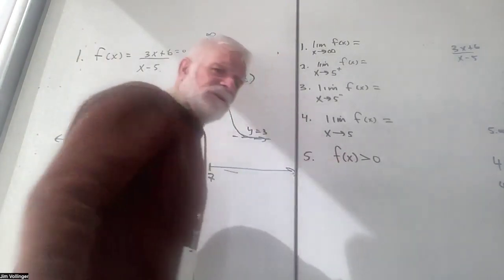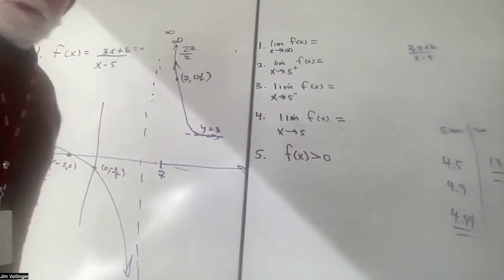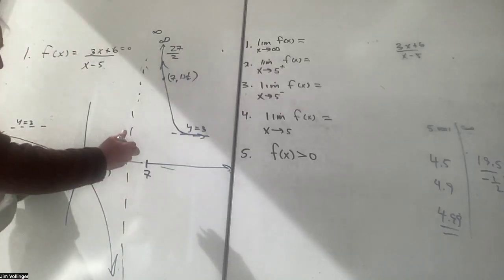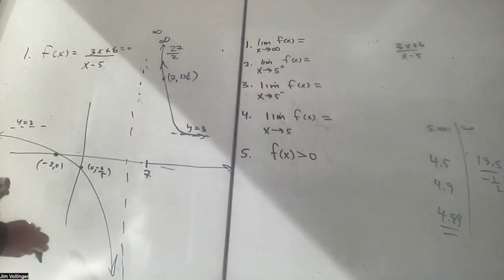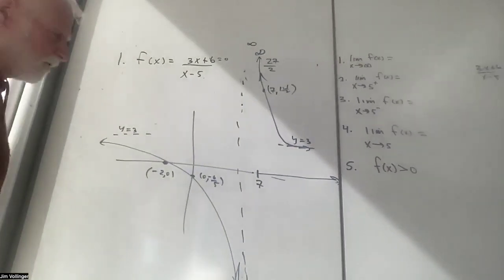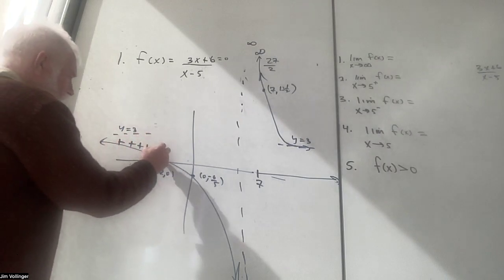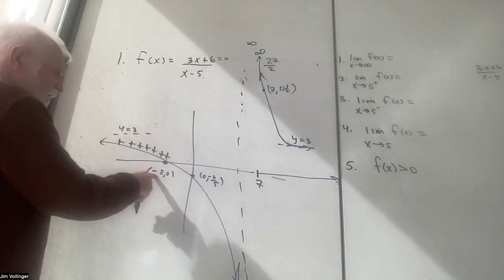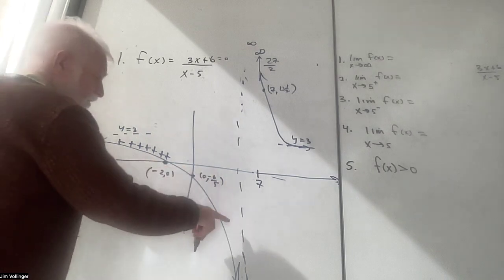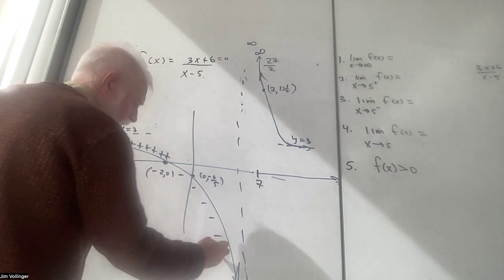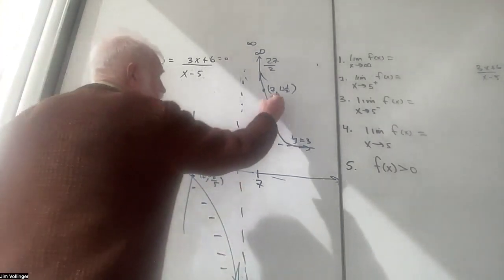Now, when is f of x greater than 0? Well, let's do a sign chart first. It's easier to look at the graph. I can see when I'm greater than 0 right here. Let's go back to the graph, but then we'll do it with a sign chart. All of these y values are positive. And then as soon as I get to -2 and I move to the right, they're negative. And then they're positive again.